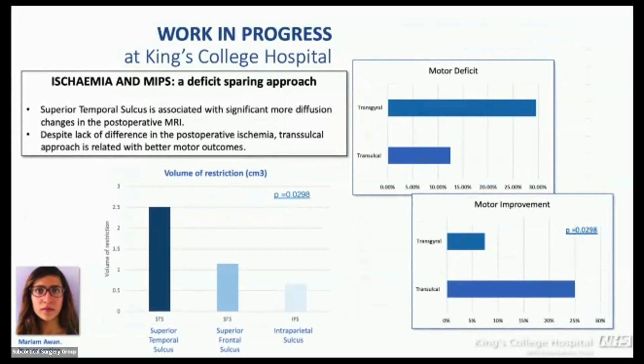Another topic of interest for us in the MIPS approach is the ischemia that we might cause on the cortex, on the brain that remains after the surgery. And we looked into the 3 main corridors that we choose: the superior temporal sulcus, the superior frontal sulcus, and the interparietal sulcus. We see that there is significantly more restriction in diffusion via the temporal approaches. And we also compared the transsulcal and the transgyral approaches. And we can see again with our data that clearly the transsulcal approach is related to less motor deficit and to a better motor improvement postoperatively.